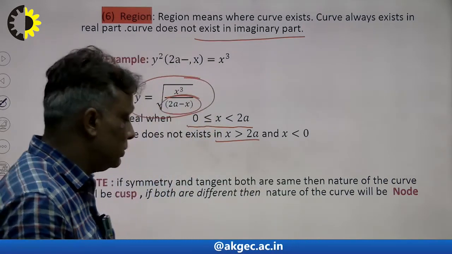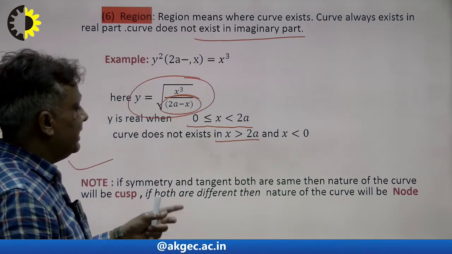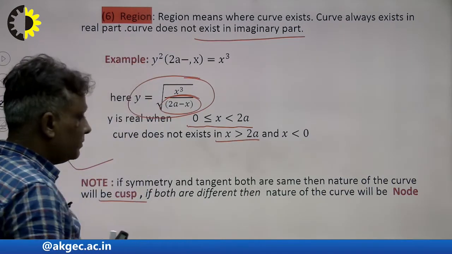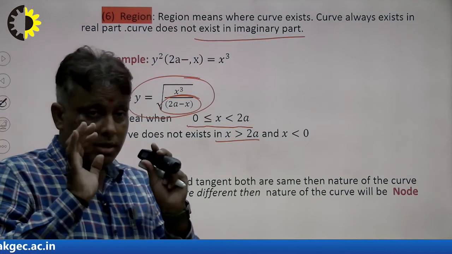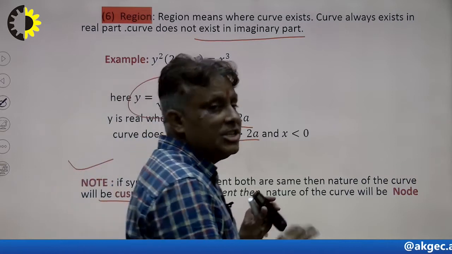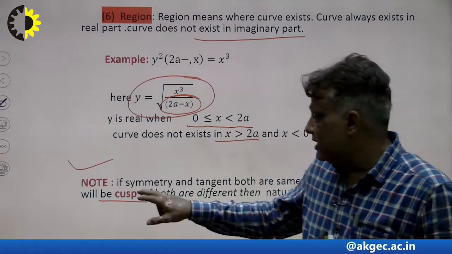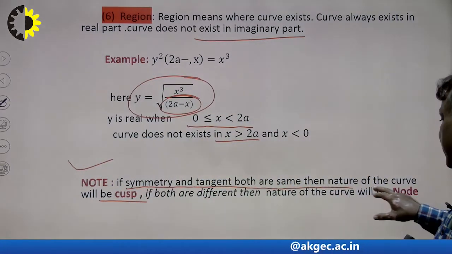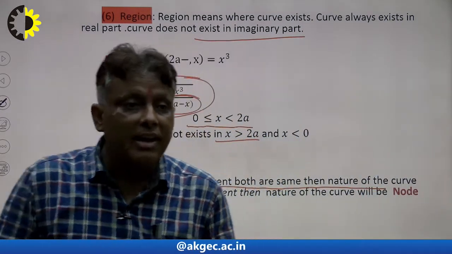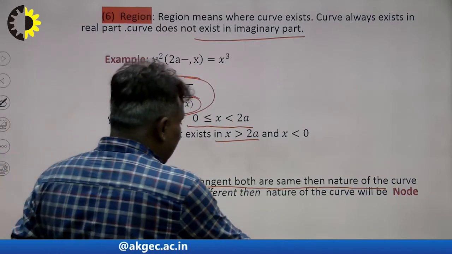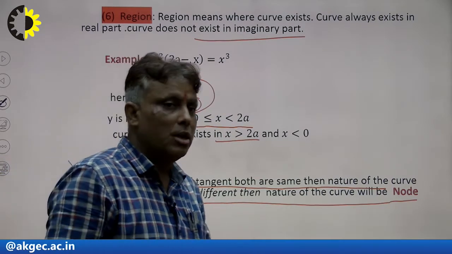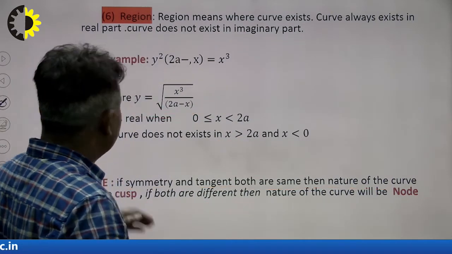Now this is a very important rule. If symmetry and tangent both are the same, then the nature of the curve will be a cusp. Students, listen very carefully to this statement. If symmetry and tangent both are the same, the nature of the curve will be a cusp. Cusp means the leaf of sugar cane. And if both are different, the nature will be a node, and the node may be open or closed. So in this way we remember it when we trace the curve.